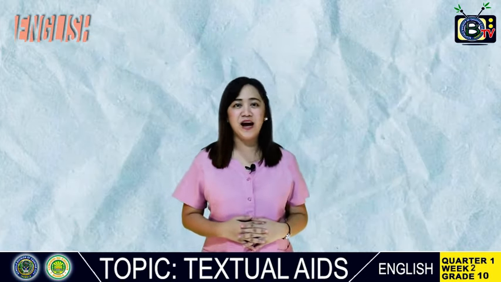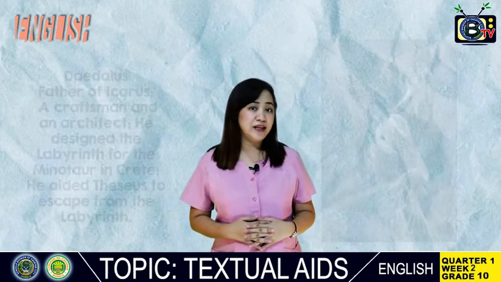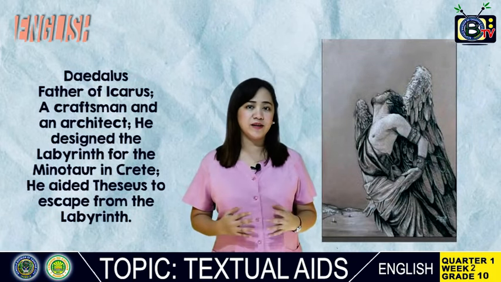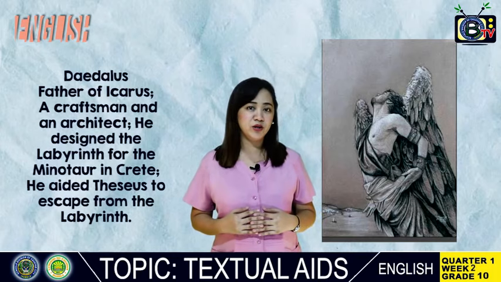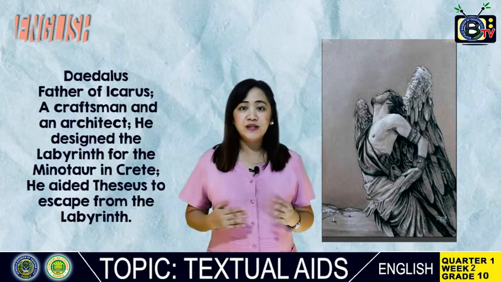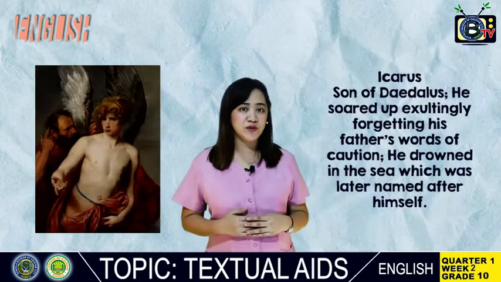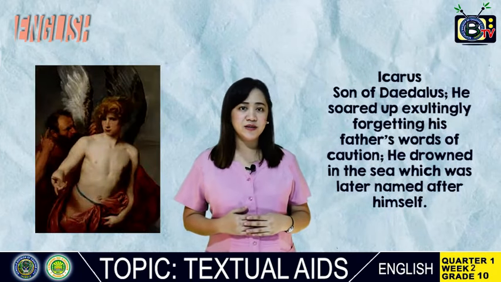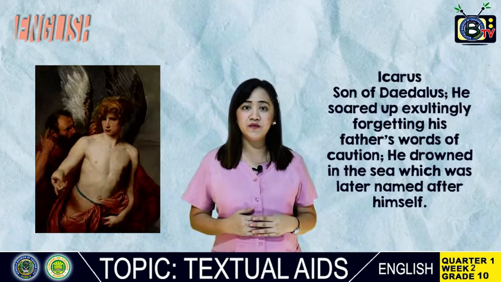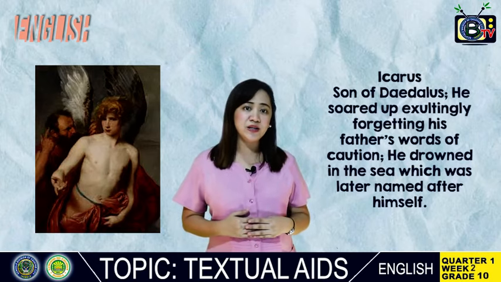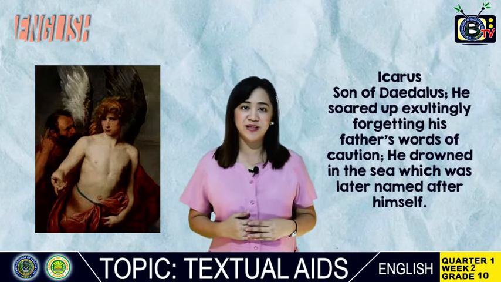Let us have the main characters of the story. Daedalus, father of Icarus, a craftsman and an architect. He designed the labyrinth for the Minotaur in Crete. He aided Theseus to escape from the labyrinth. Icarus, son of Daedalus. He soared up, exultingly forgetting his father's words of caution. He drowned in the sea, which was later named after himself.